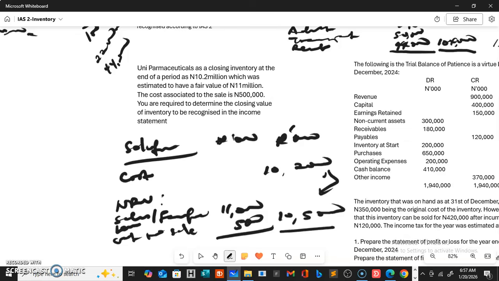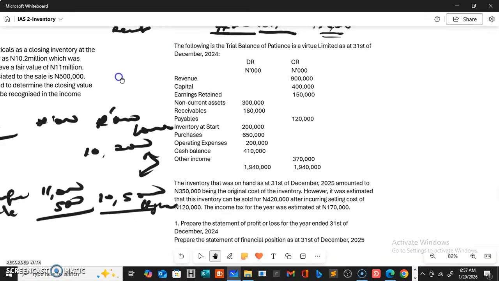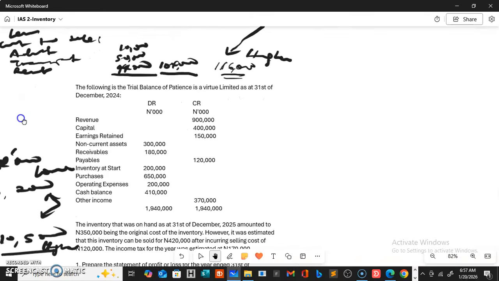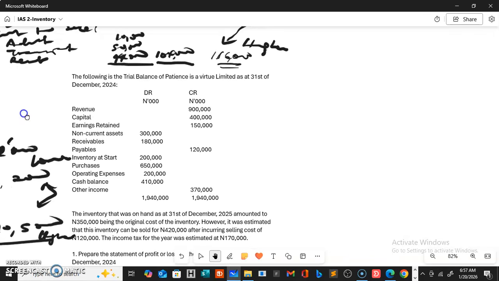In this case the cost is also lower than the net realizable value. There are times when the questions may be such that, when we do the computation, we end up with the NRV lower than the cost of the asset. So this is how you're going to solve when you're recognizing the closing value of inventory. Let us look at another question.